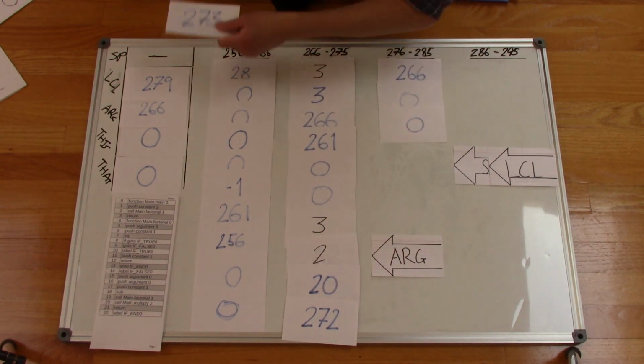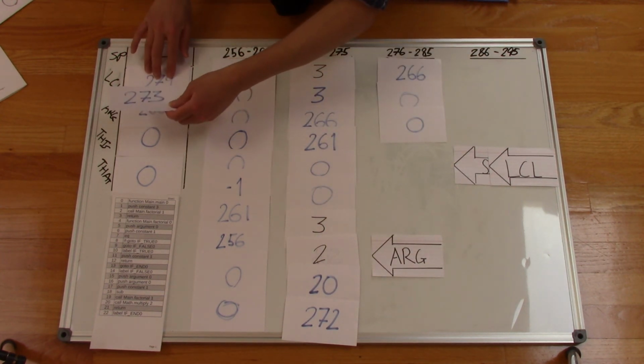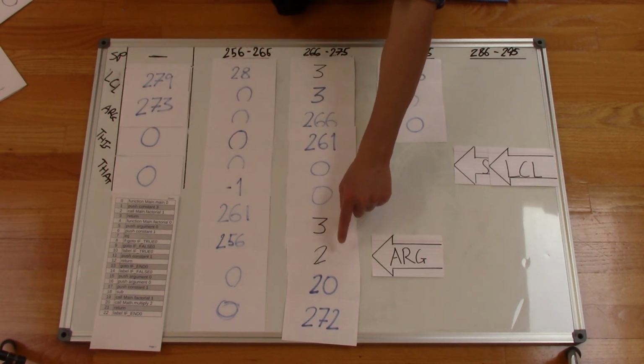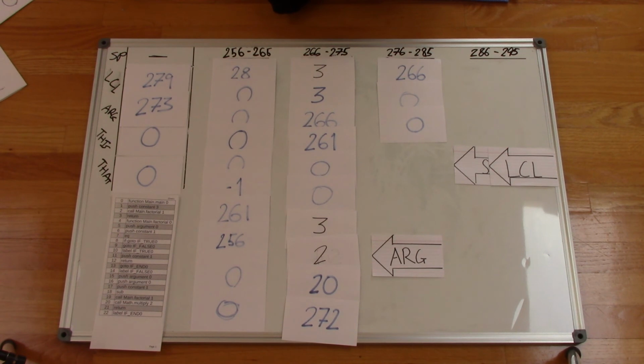And now I'm going to overwrite argument as 273, because this 2 is in address 273. And I hope that makes sense because right now we are running the factorial function on an input of 3. We're calling it recursively to find the factorial of the number 2.